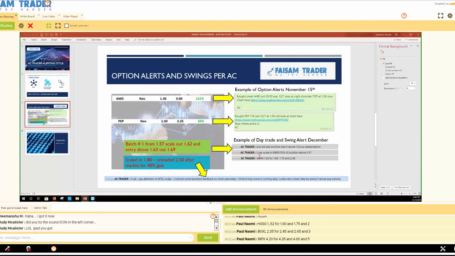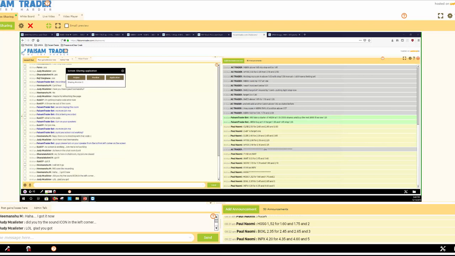It was like a few hours later. I was looking at the chart. And I was like, I may scale in MBRX 50% of the position above 157, and I will add another batch above 163 as stated before. So now let's take a look at what happened. MBRX. So this is what happened.